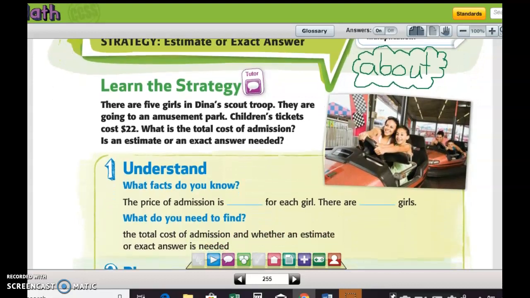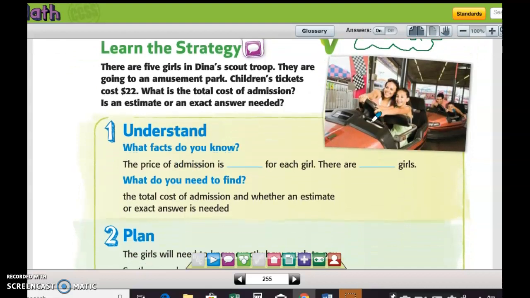Okay, there are 5 girls in Dina's Girl Scout troop. They are going to an amusement park. Children's tickets cost $22. What is the total cost of admission? And I would highlight, but it has the room for us to write it all out for this one. So the price of admission is $22 for each girl. There are 5 girls in Dina's Scout troop.